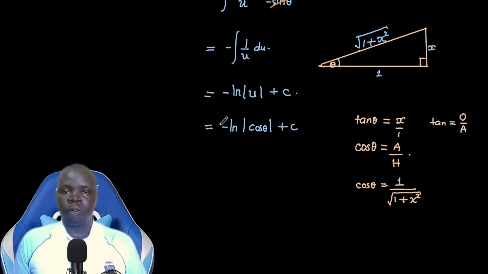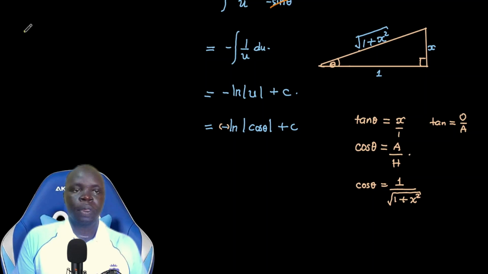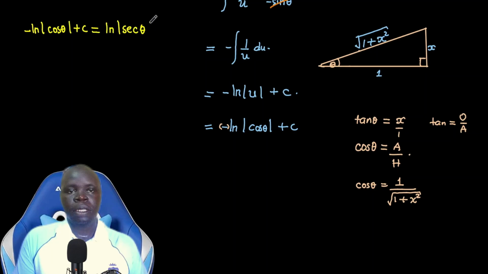Sometimes we may not be comfortable writing with this negative, and again we can change this negative to positive by changing what is inside here using this relationship. So what does that relationship say? We have an identity that negative ln of cos theta plus our constant can be the same as positive ln of secant theta plus also our constant, and that eliminates our negative here. So let's do the same thing there.